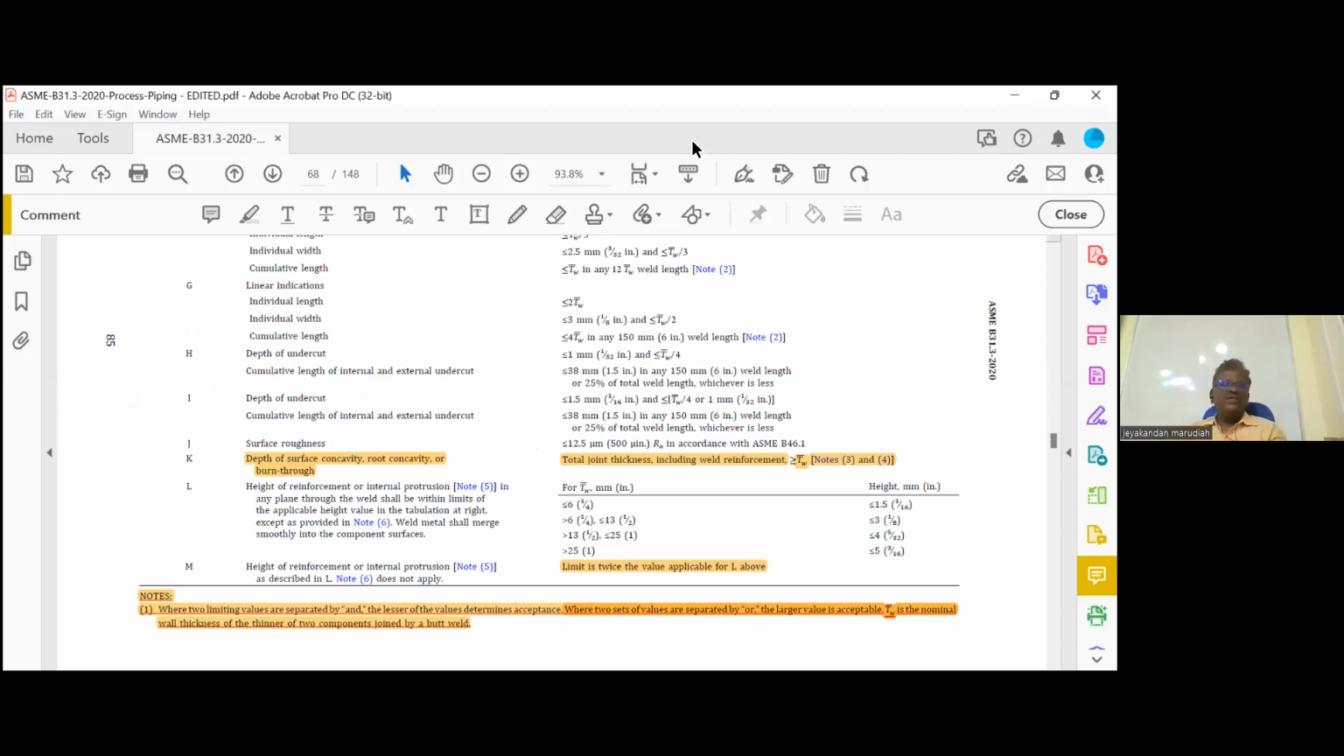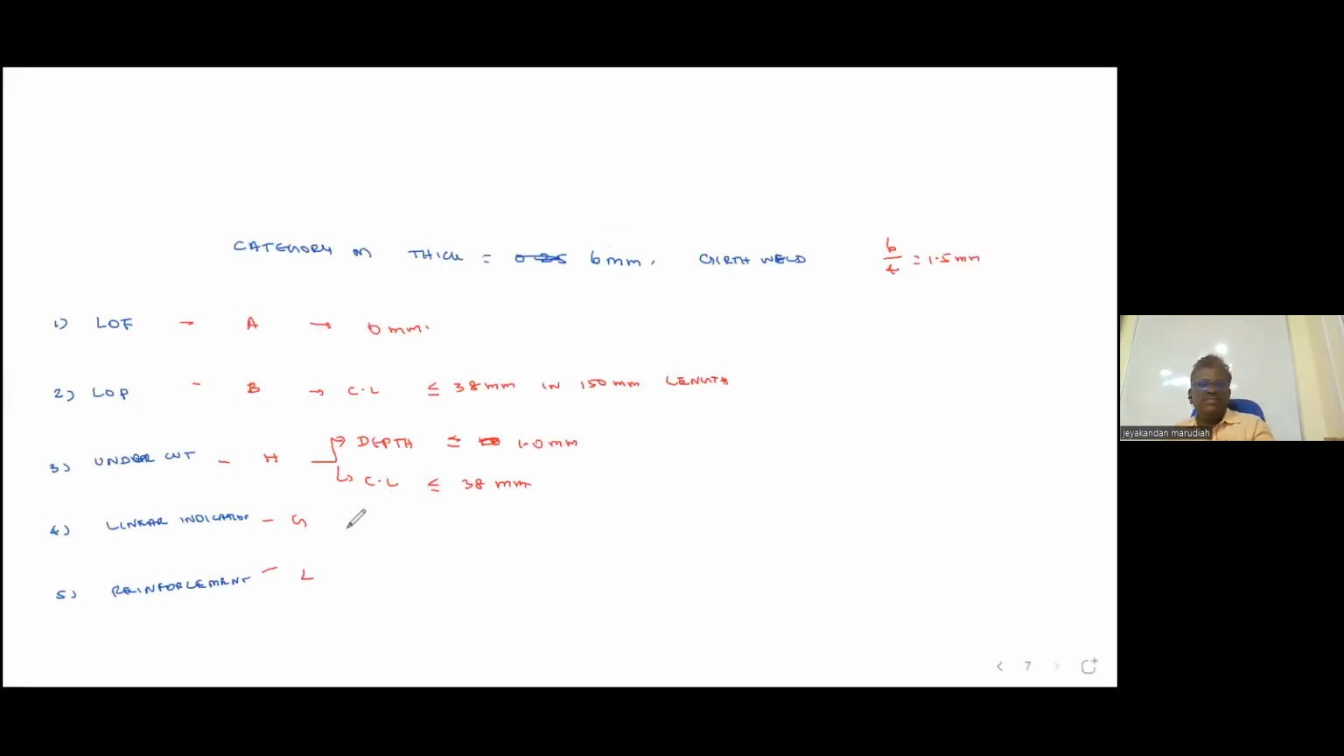So length is given, width, and cumulative length. There are three things: length, width, and cumulative length. So what is the length rule? 2 TW. Thickness is 6 mm, 2 into 6 is 12 mm. What is the width rule? TW by 2, also 3 mm only. So less than 3 mm. Cumulative length? 4 TW, so 24 mm.